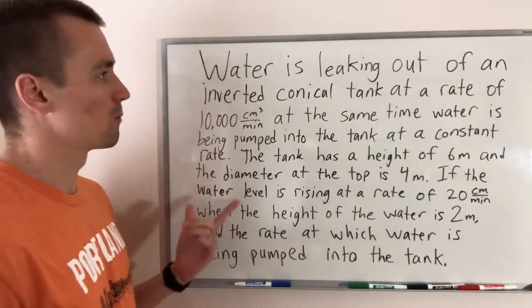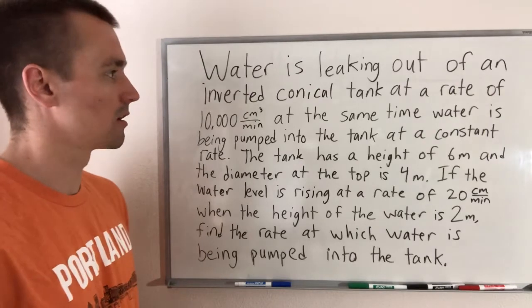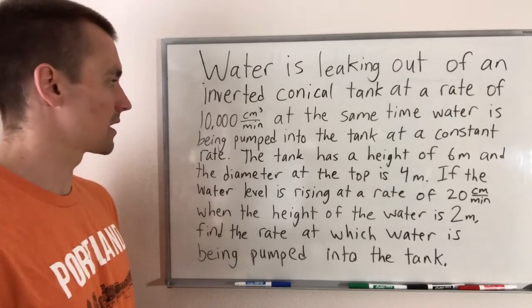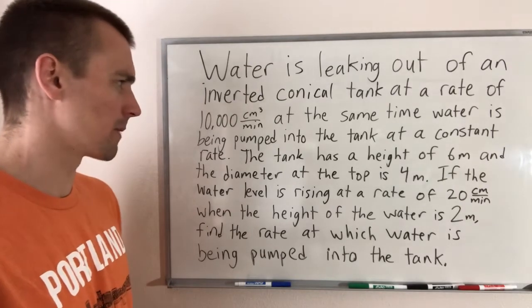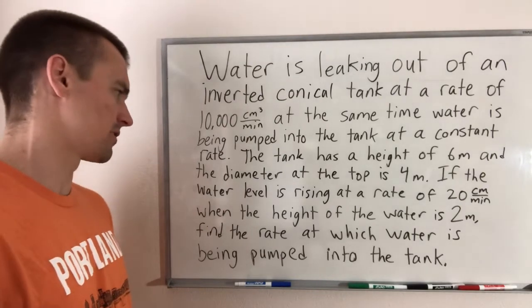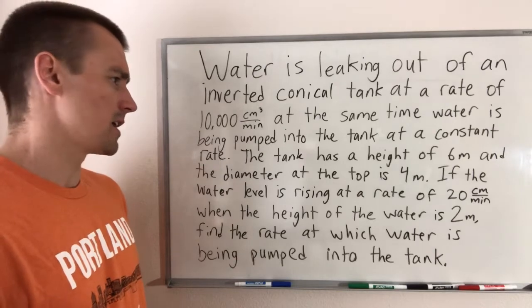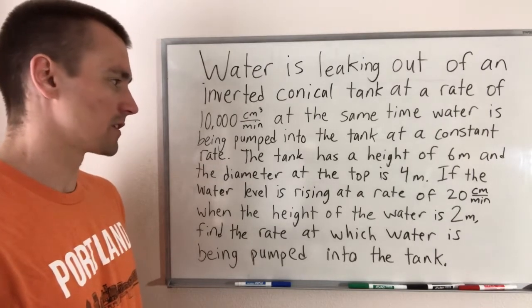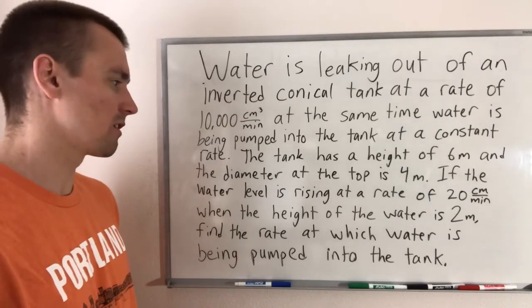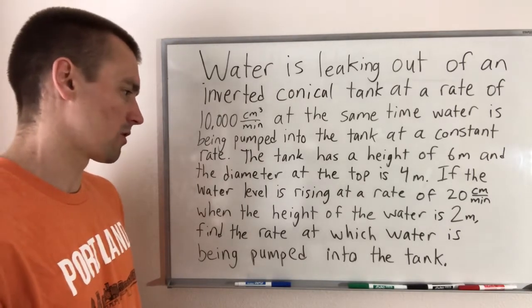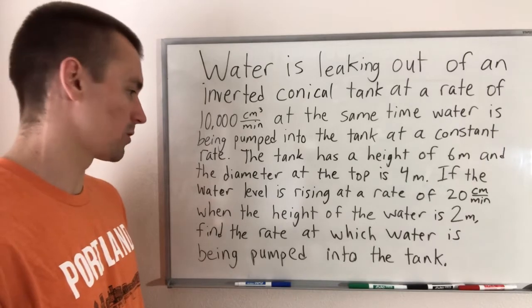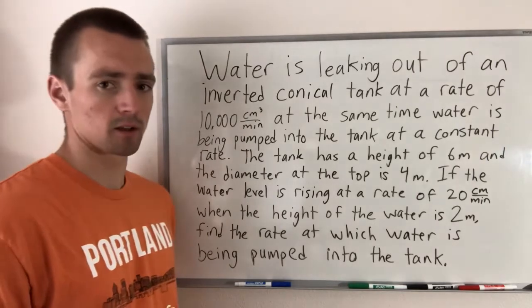So here's the problem. Water is leaking out of an inverted conical tank at a rate of 10,000 cubic centimeters per minute. At the same time, water is being pumped into the tank at a constant rate. The tank has a height of 6 meters and the diameter at the top is 4 meters. If the water level is rising at a rate of 20 centimeters per minute, when the height of the water is 2 meters, find the rate at which the water is being pumped into the tank.